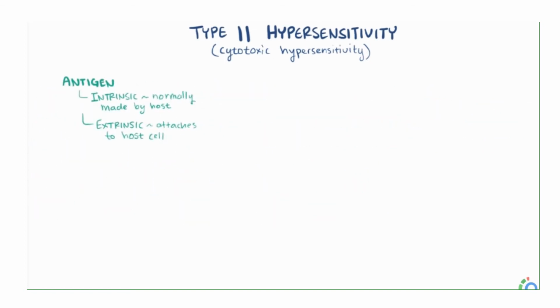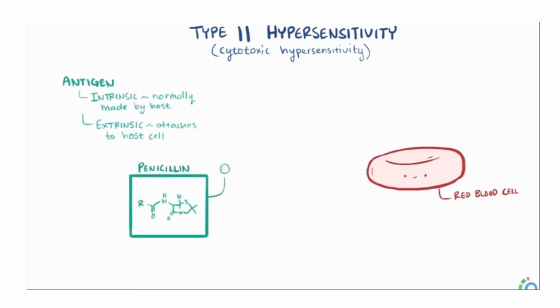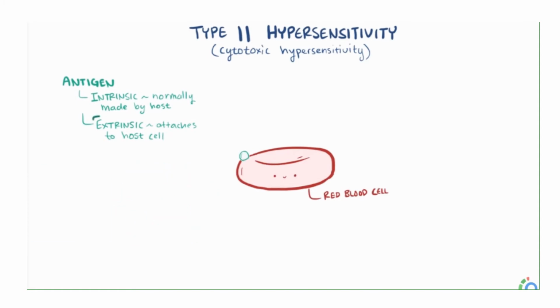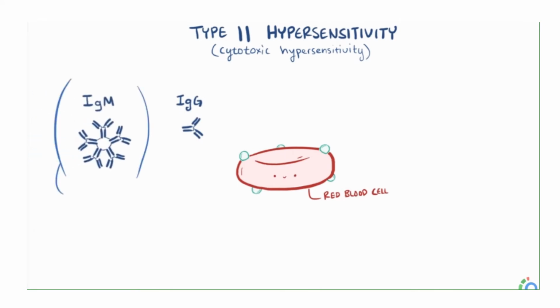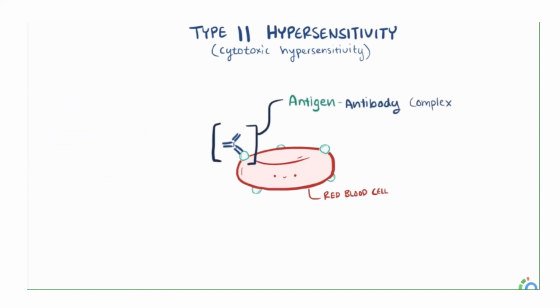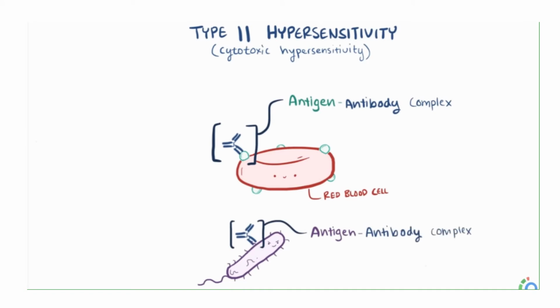Alright, so let's say a drug like penicillin binds to a red blood cell. Well, it becomes an extrinsic antigen. An IgG, or more rarely, an IgM antibody, that's penicillin-specific might bind to the penicillin molecule, creating an antigen-antibody complex. Now, it's worth mentioning that antigen-antibody complexes can happen in the course of a normal infection, but it's when an antibody is complexed to host tissue that things start to become a problem.